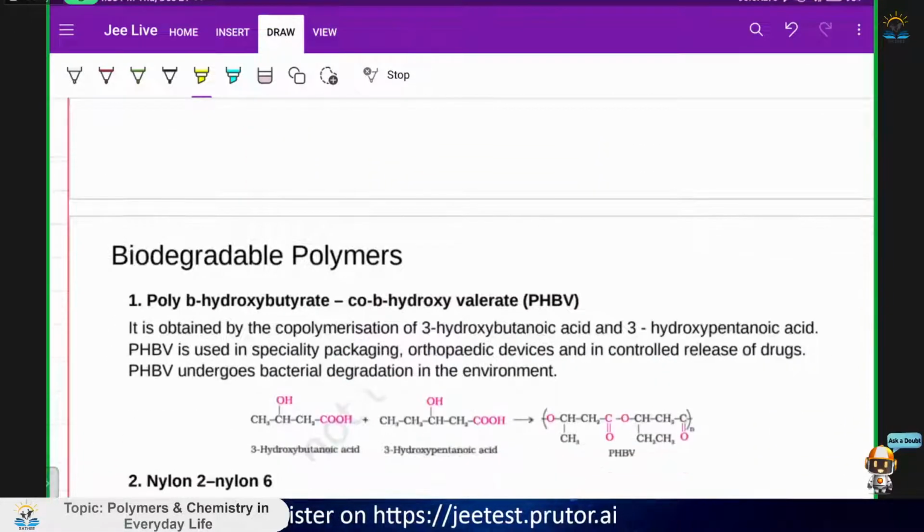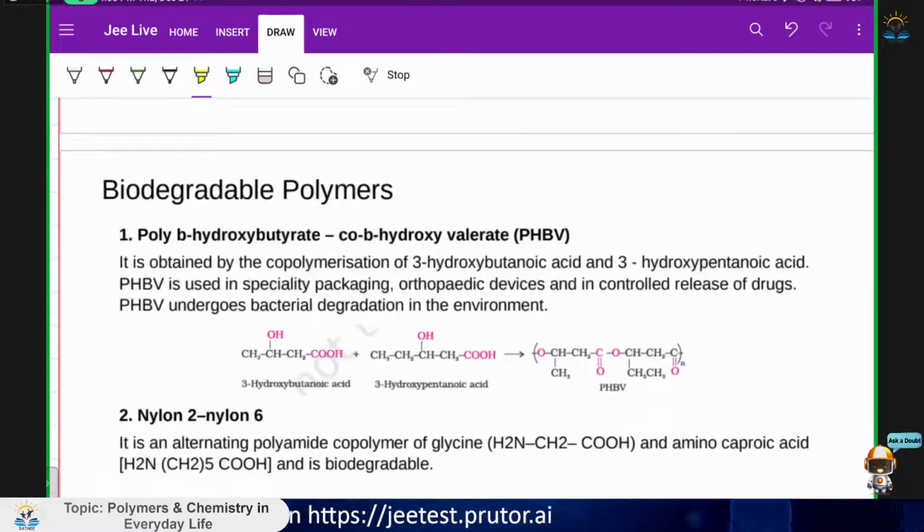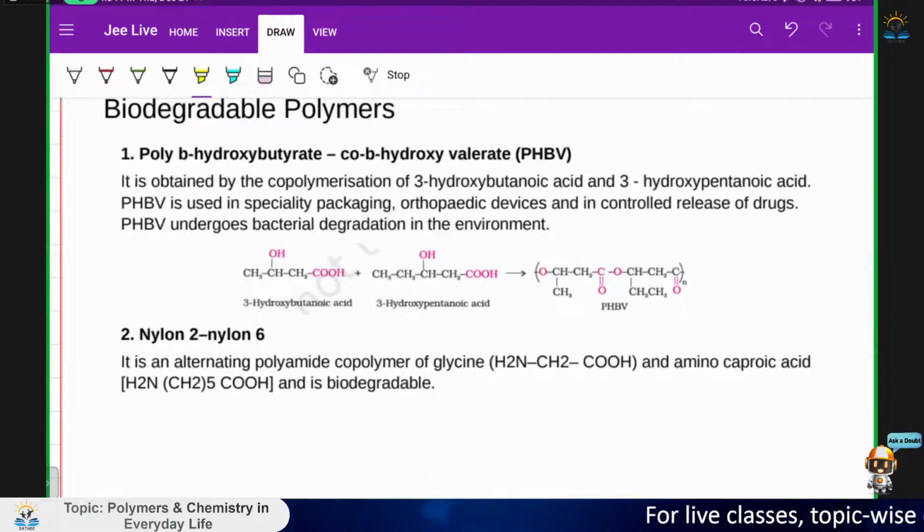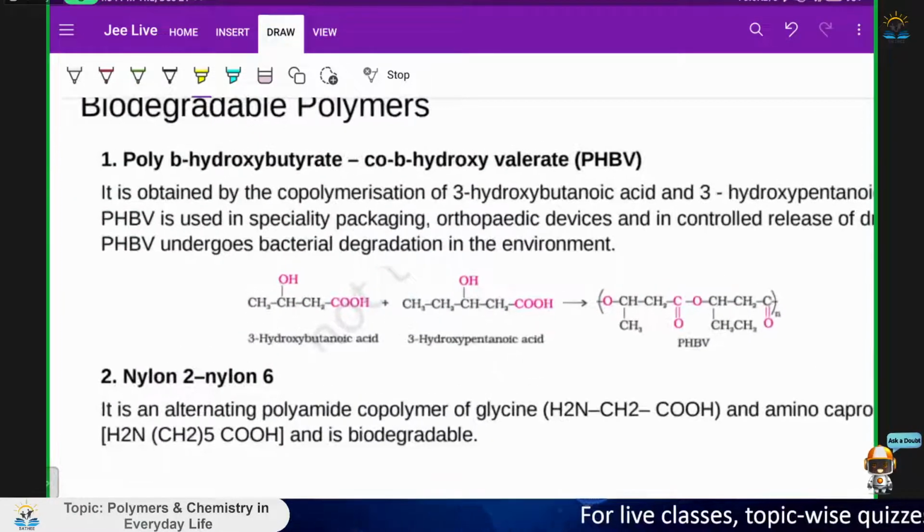Now we'll be talking about some biodegradable polymers. So why do we need biodegradable polymers? Because most of the man-made polymers are not easily degraded by bacteria, so they persist in our environment for a very long period. That's why we created biodegradable polymers. So first we'll be discussing PHBV, poly beta hydroxybutyrate-co-beta hydroxyvalerate.